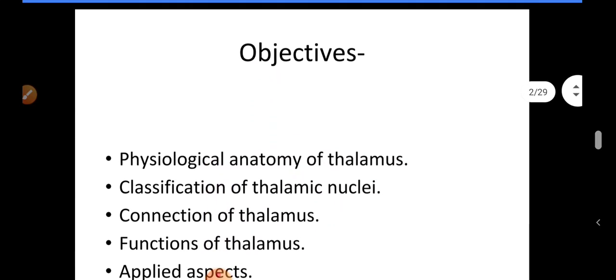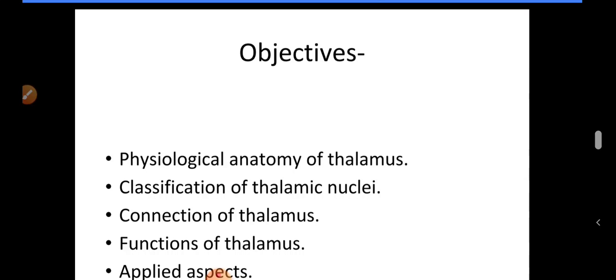So today we are going to see about thalamus. Thalamus is a very important structure present in the central nervous system, and it is a sensory relay station for all sensations, which relay in the thalamus and then project to the cerebral cortex. We will cover this topic under the following headings.